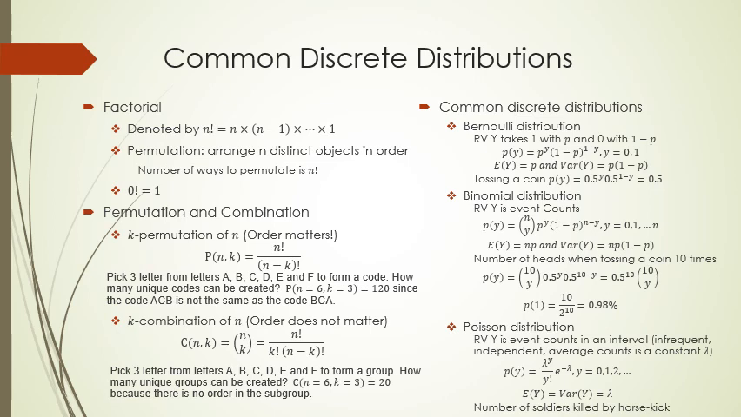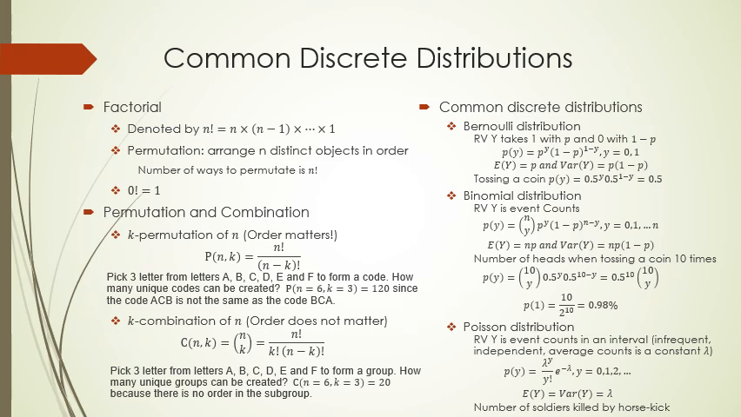A k-combination of n, written C(n,k), shows the number of ways to form a subgroup. In the previous example, we form 20 unique groups when we pick 3 letters from letters A to F to form a subgroup, because there is no order in the subgroup.